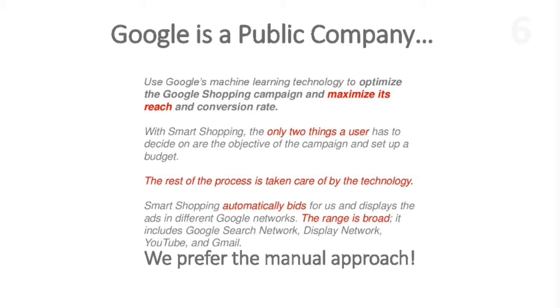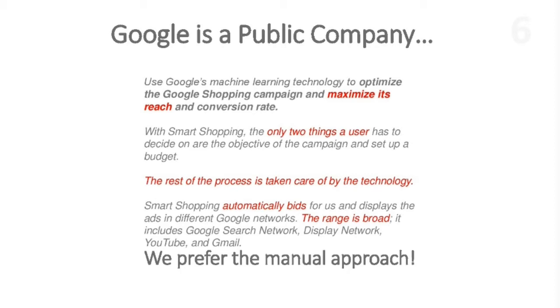If you use the manual approach, then you get to control all these things about where you want the ads to be shown, the location, the keywords, and so on. So yes, it takes longer. Yes, you do need to know what you're doing, but if you want the best results and you want to sell the most, and sell the most profitably using Google Shopping, we suggest the manual approach.